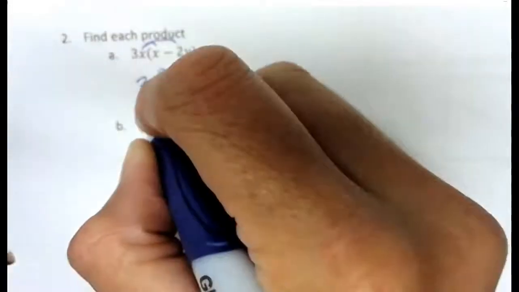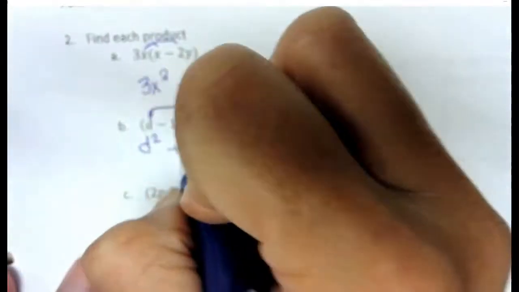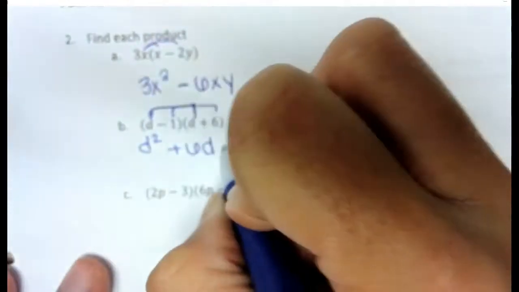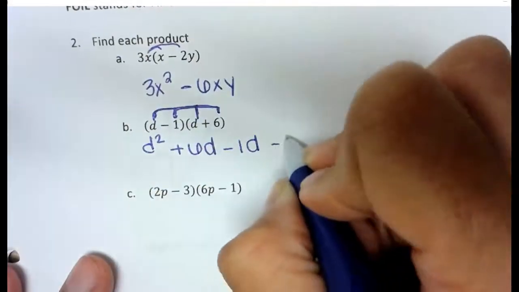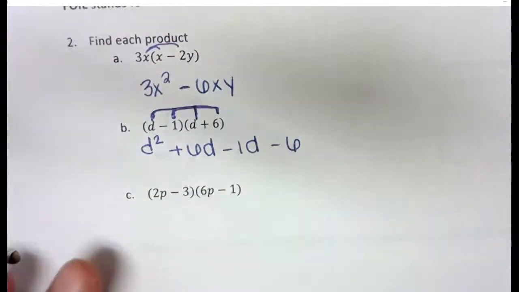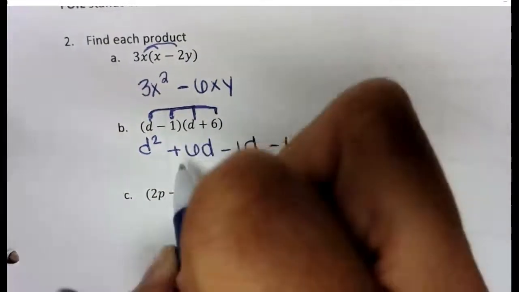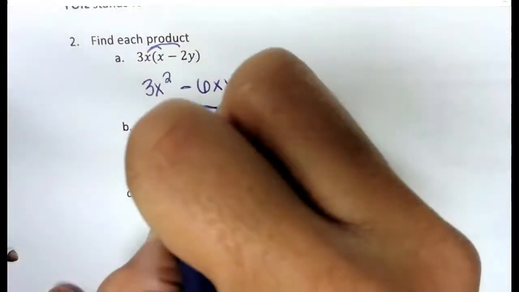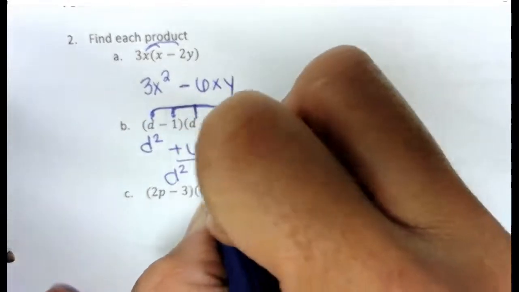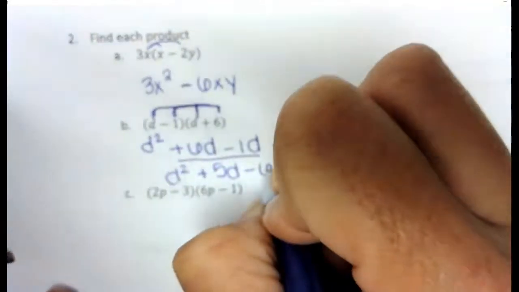In example B, first is d times d, which is d squared. Outer, 6 times d, which is 6d. Inner, -1d. And last, -6. We need to do the combining like terms before we finish our problem. So you get d squared plus 5d minus 6.